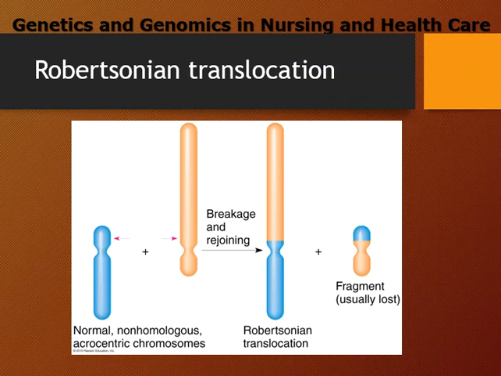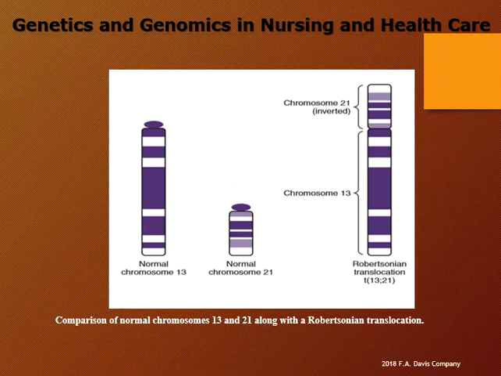So here's a picture of a Robertsonian translocation. So you see where you've got normal non-homologous acrocentric chromosomes, and then they break and rejoin. A small fragment is frequently lost, and they fuse into one chromosome. But again, all the genetic material is there, so it's still a normal phenotype. The expression is normal. However, their chromosome count will be 45 because instead of having 2 separate chromosomes, they now have one fused together. So it'll be 45 instead of 46. But no change in the phenotype.